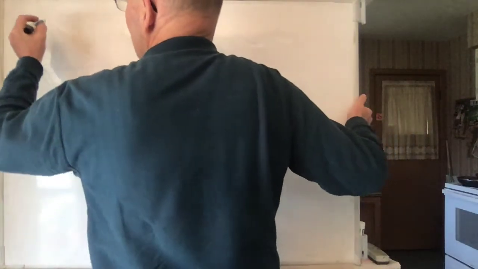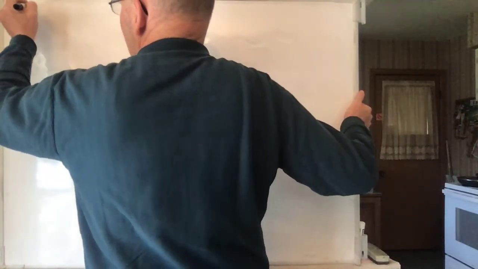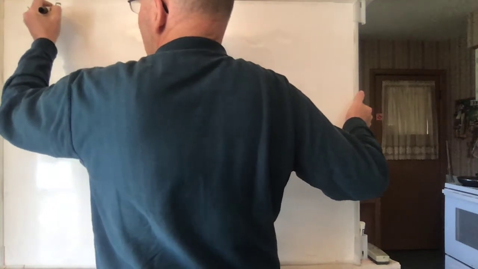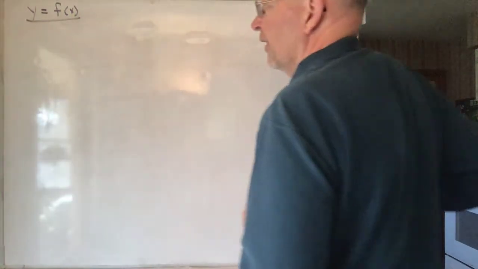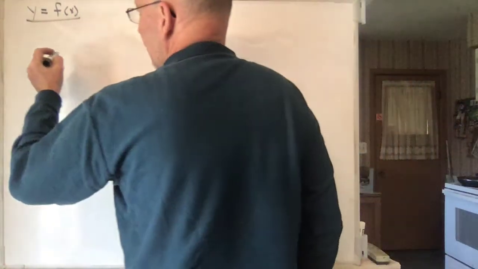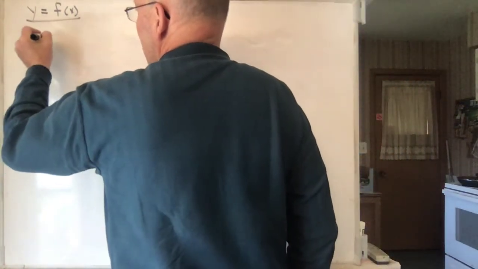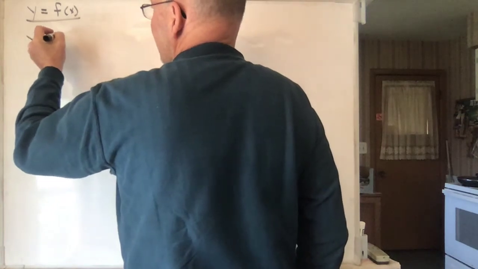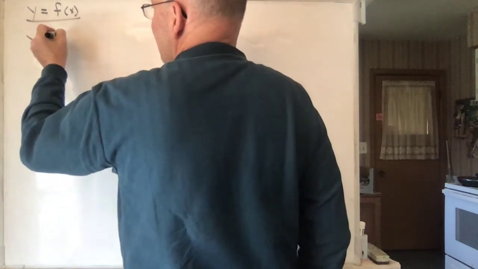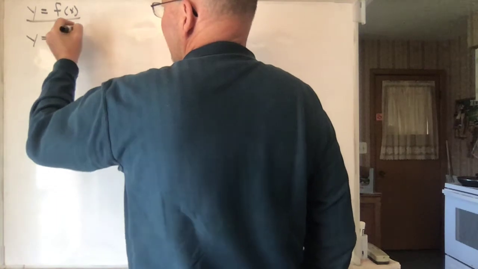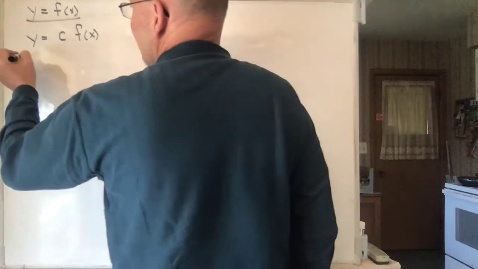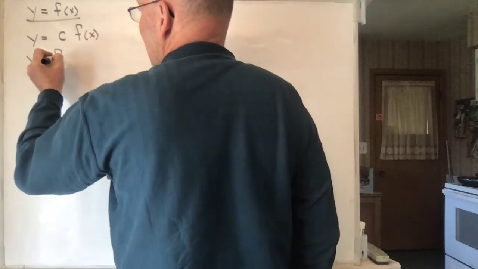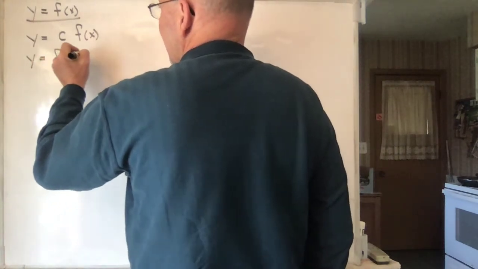First thing, let's ask the question: if you have a particular function that you've graphed, and when you graph it, remember you always let y be the value of the function, then what happens if we look at these two functions as well? Suppose we multiply a function by a constant. Let's just let that constant be c. And also, what happens if we add two functions together? What happens to their graphs?